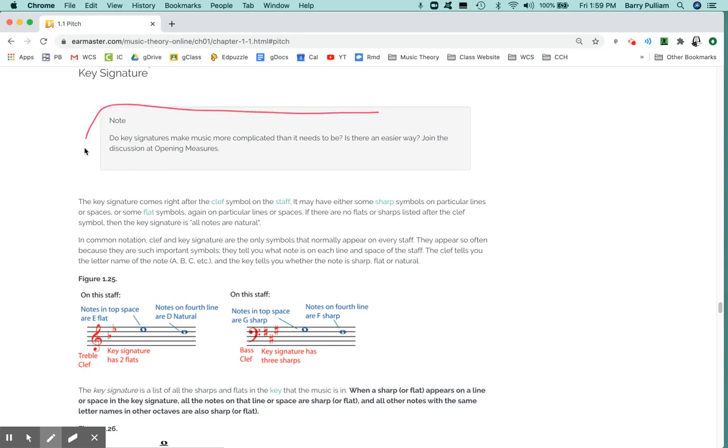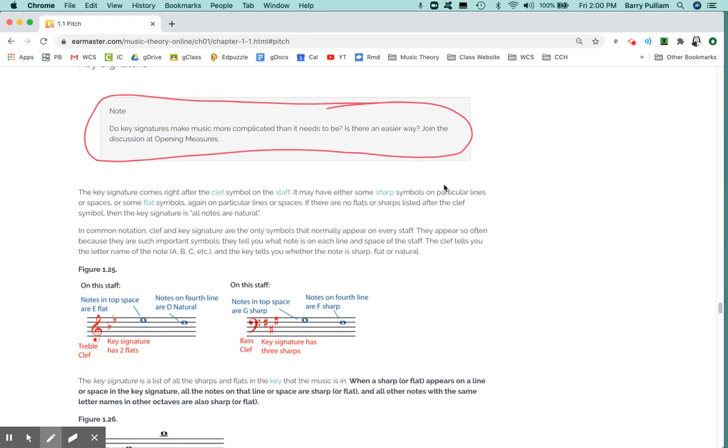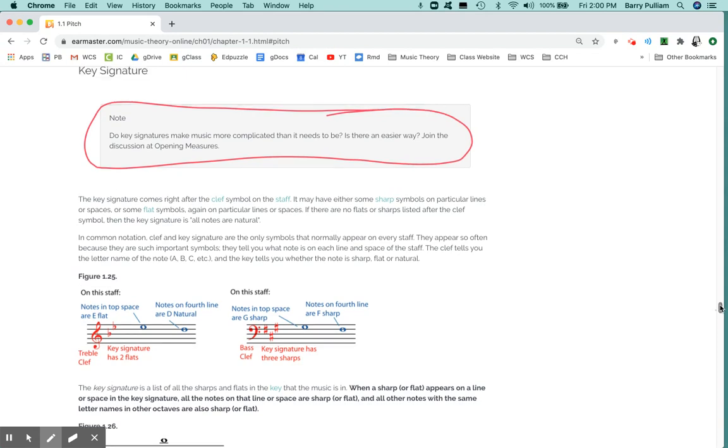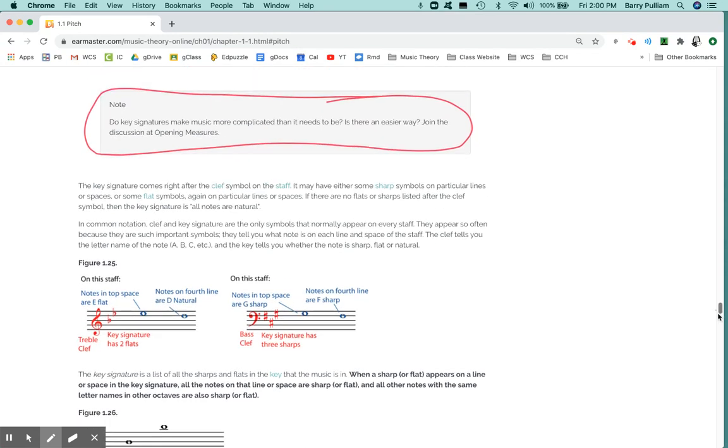Do key signatures make music more complicated than it needs to be? I'm going to go ahead and answer that. No, they don't. They keep you from having to write sharps and flats all over the place. Now if you're writing music that is atonal, meaning it is not in a key, you don't use a key signature. But most Western music that you listen to is tonal.